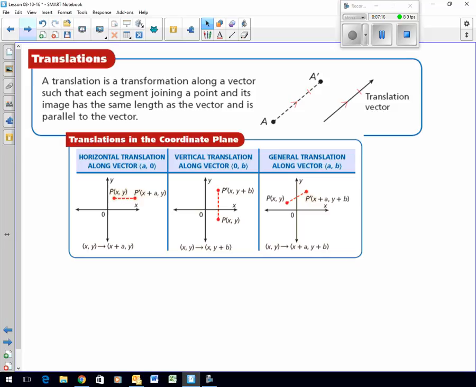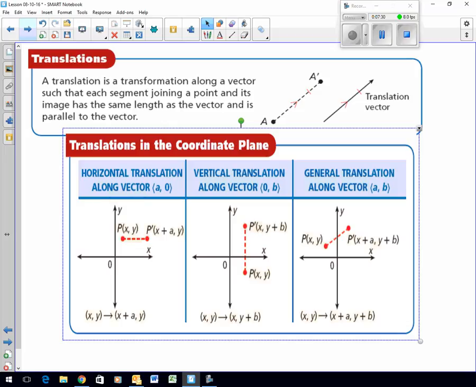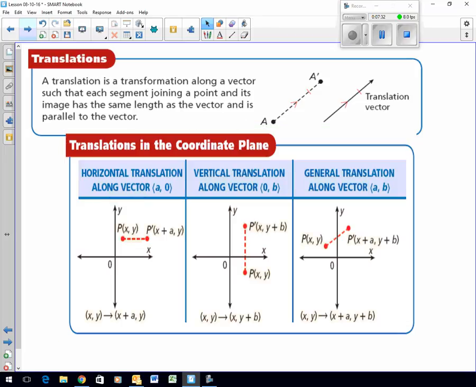Here we go. A couple of ways that I can do this. Here's some tricky things. If there is something you should write down, I suggest this particular part right here. I'm going to enlarge it so that we can see it a little bit better. Anytime we have a horizontal translation, horizontal moves which way? Left and right.